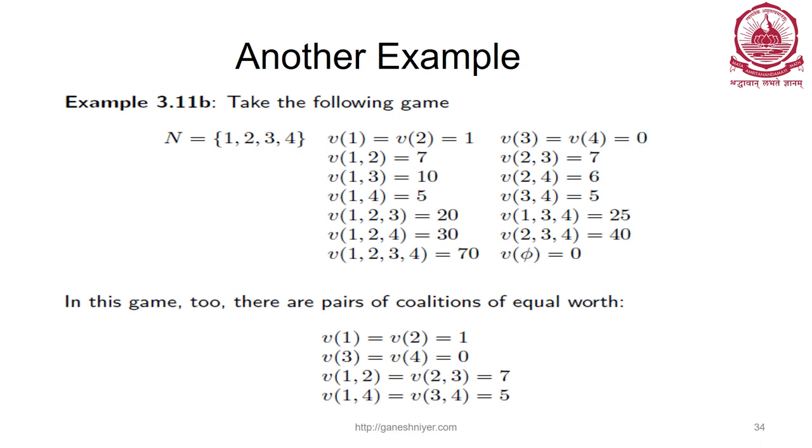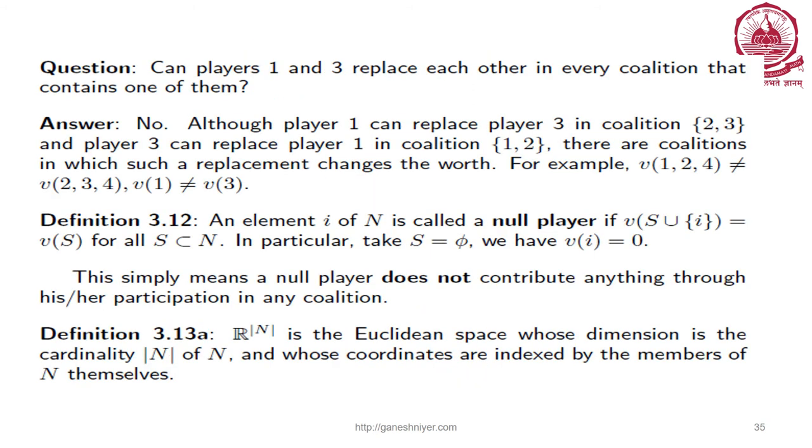Another example, quite a complex coalition game. You can see there are symmetric players, null players. So null player essentially means V of S union I is same as V of S. So I does not contribute anything to the existing coalition S. So null player does not contribute anything, so null player also will not get any additional benefit.